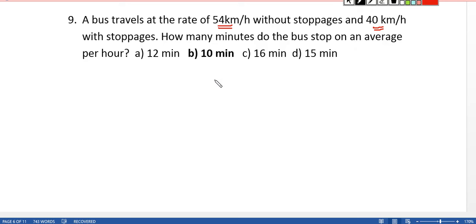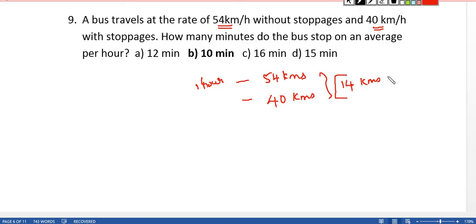So what I'm going to do is see how many kilometers it is going to travel in an hour. In 1 hour, if it does not stop, it would have traveled 54 kilometers, right? And since it stops, it is now able to travel just 40 kilometers, since it stops at places. So if it had not stopped at various places, it would have traveled an extra 14 kilometers, right? 40 plus 14 is 54 kilometers.